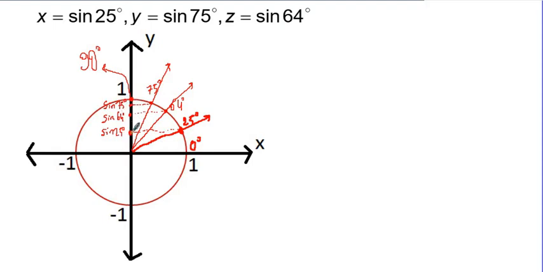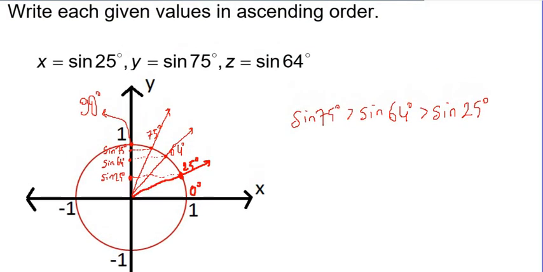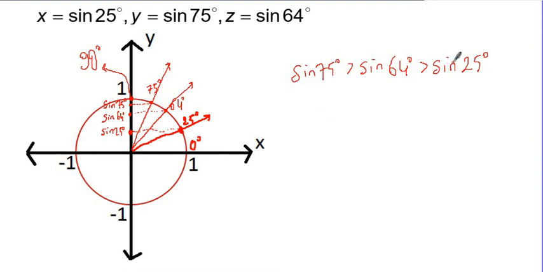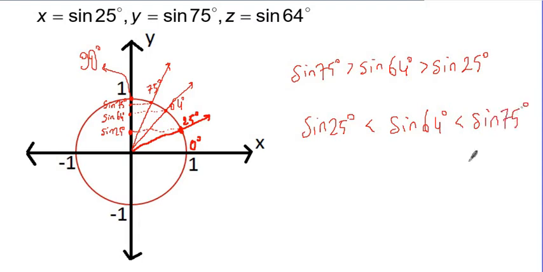So as you see, sine of 25 is the smallest one. Then we get sine of 64, and then we get sine of 75. We can say sine of 75 is greater than sine of 64, and it is greater than sine of 25. It actually doesn't matter, ascending or descending. Let me write this in ascending order: sine of 25 degrees is smaller than sine of 64 degrees, which is smaller than sine of 75 degrees.